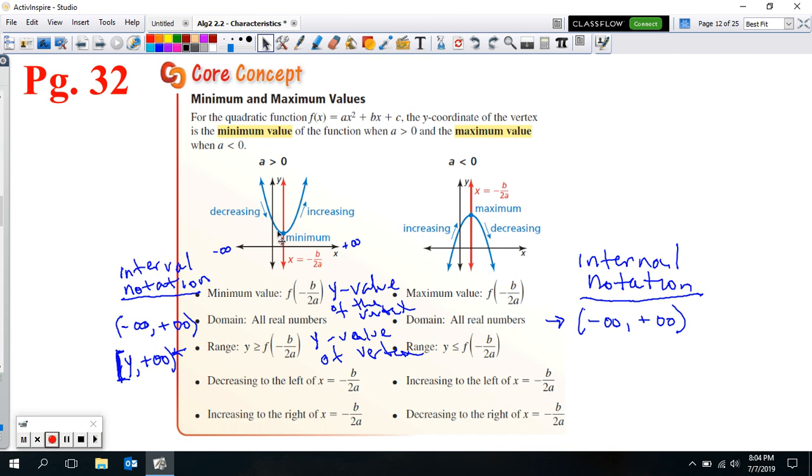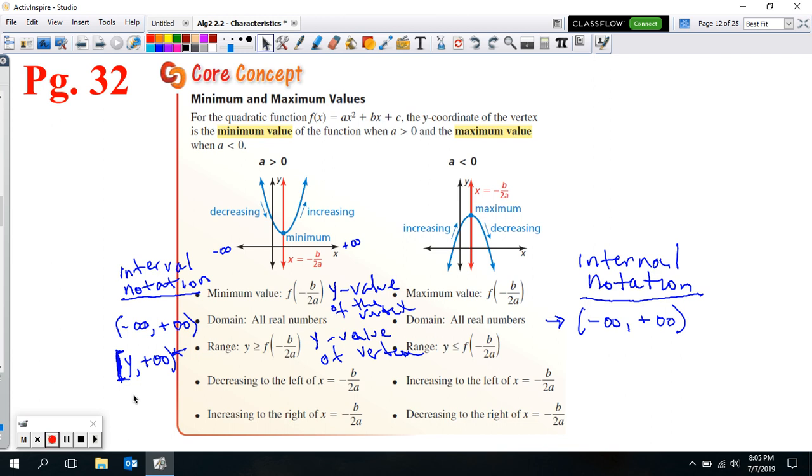So the smaller number is going to be the minimum value number, the y number here, and then the bigger one would obviously be infinity. So it's going to go y first, then infinity. Notice I did put a bracket around here. We do that because it's going to stop at that number. It actually does include that number. If it wasn't going to include that number, then we put a parenthesis.